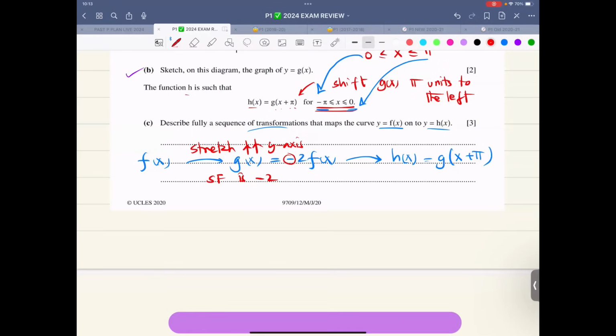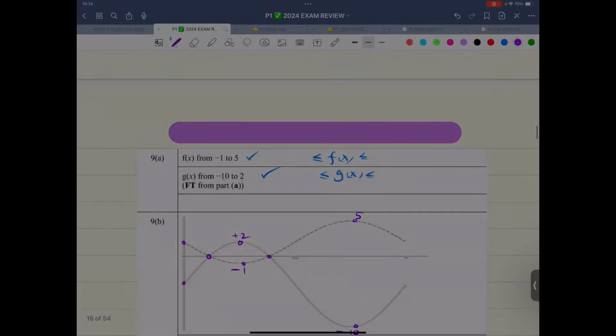And then what about h(x)? What is happening over here? It is a horizontal shift. And you should always write the translation vector, which is (-pi, 0), along the x-axis, and of course, it also says horizontal. So that is the sequence of transformations.